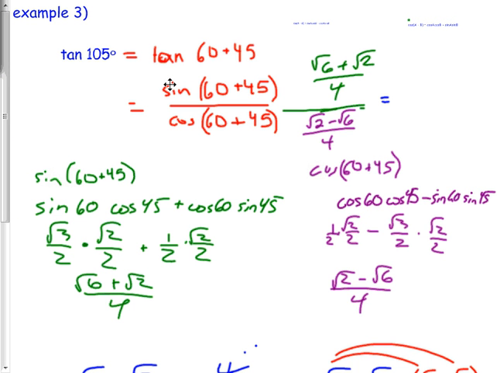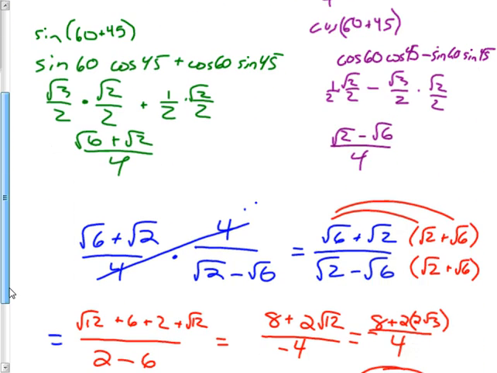Alright, so here's where it gets complicated. So, found sine of 60 plus 45, cosine of 60 plus 45, with those answers here. So then we have a fraction and a fraction, which we don't want. So what I did is I multiplied by the reciprocal of the bottom one, and you cancel out the 4s, and you're left with this in blue. Problem is now you have radicals at the bottom.